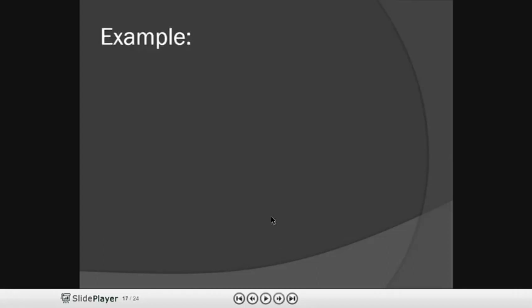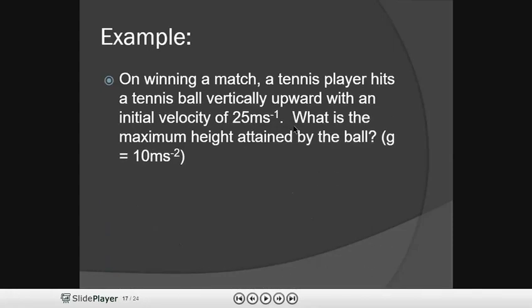The example for this one is: on winning a match, a tennis player hits a tennis ball vertically upward with an initial velocity of 25 meters per second. What is the maximum height attained by the ball? So here g is 10 meters per second square. So its answer will be 31.25 meters, the maximum height reached by the ball.